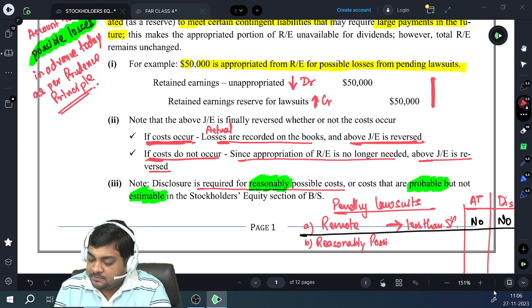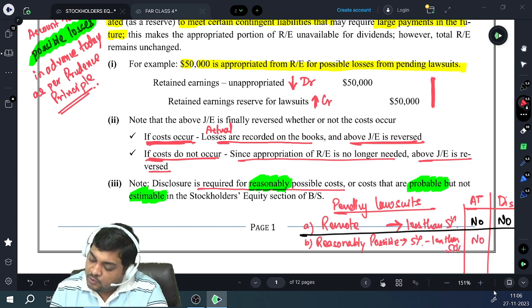Reasonably possible means 5 to less than 50. No accounting treatment, but disclosure is required.